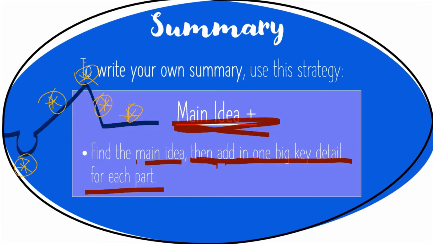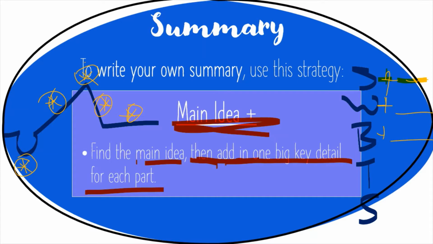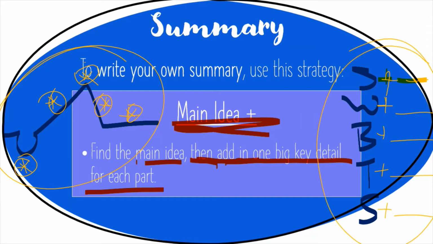The other strategy we could use is the somebody wanted but then so strategy. And then again, we're just going to add a key detail. Oops, let me make that brighter. There you go. A key detail for each of those. It's the same idea for both. So if you feel like you're stronger over here with the story map strategy, go for it. If you feel like you're stronger with the somebody wanted but then so strategy, go for it. The difference between main idea and summary is that main idea is shorter. Summary is the main idea plus those key details.